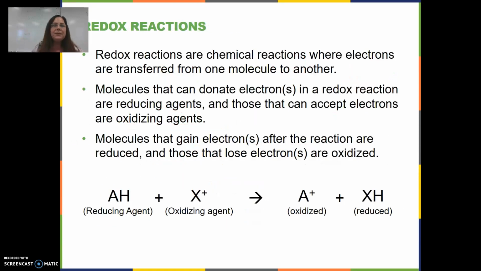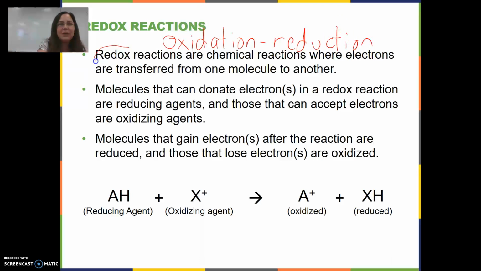Okay. Now, before we move on and talk more about cellular respiration, we do need to understand one chemical concept, and that is oxidation reduction reactions. Often this is shortened to redox. Redox just means oxidation reduction.